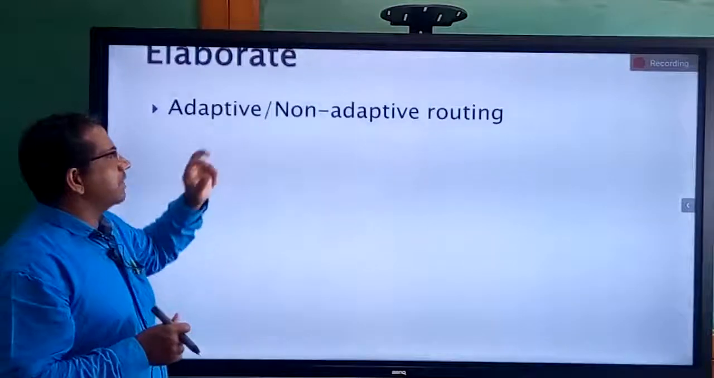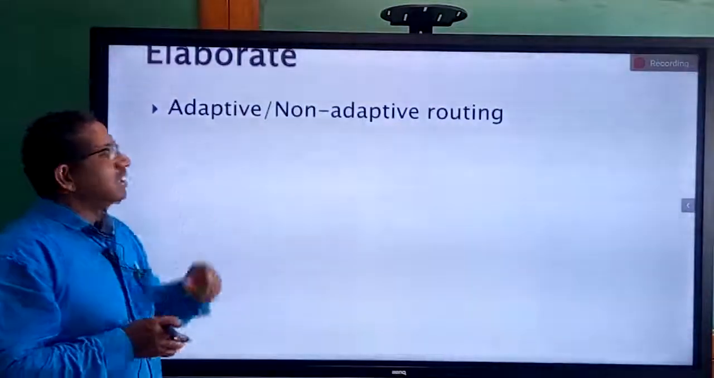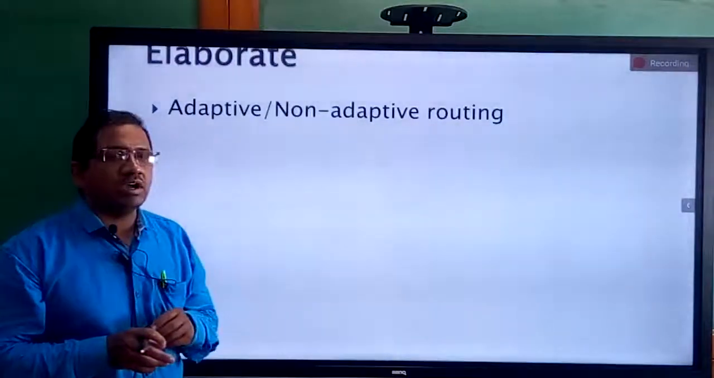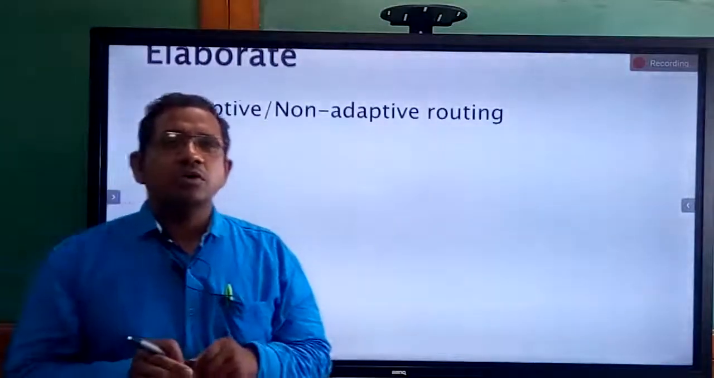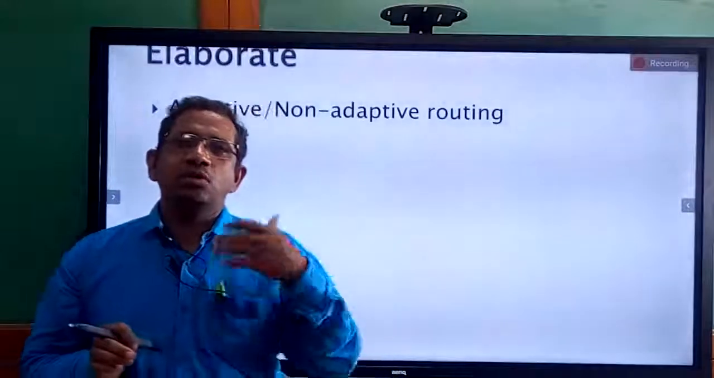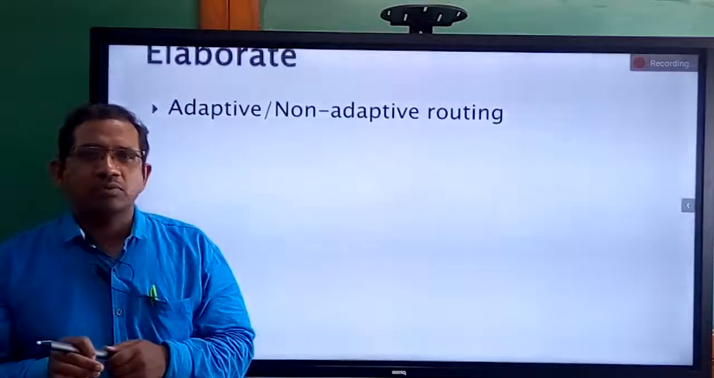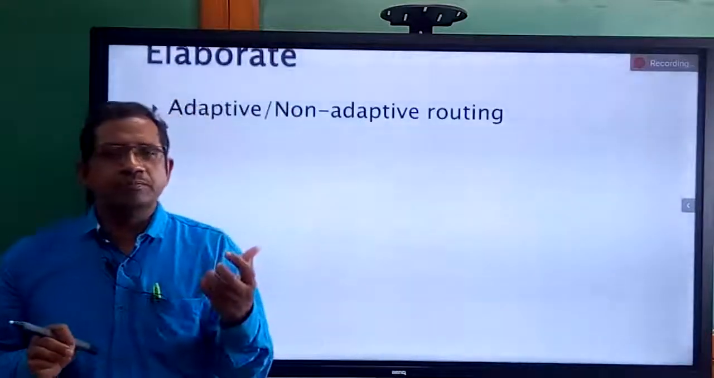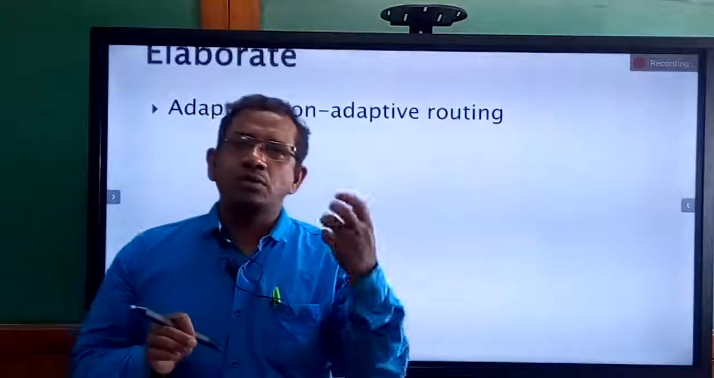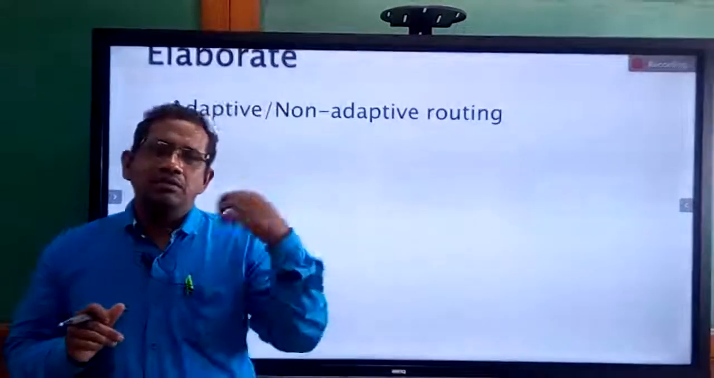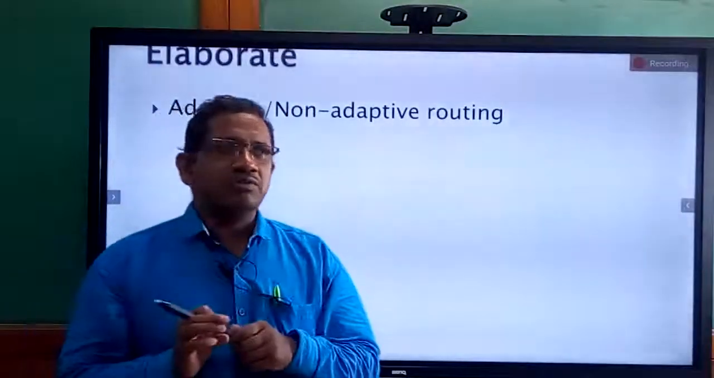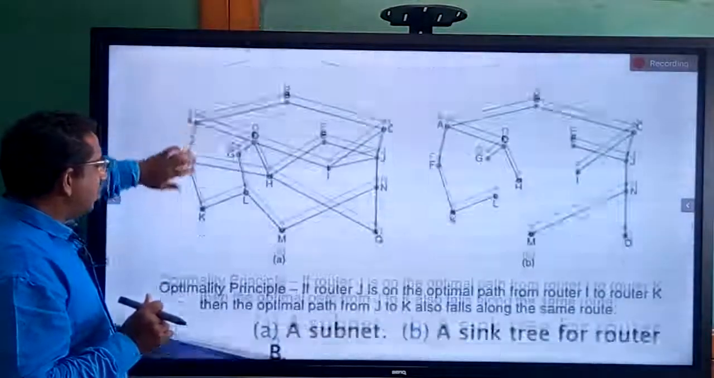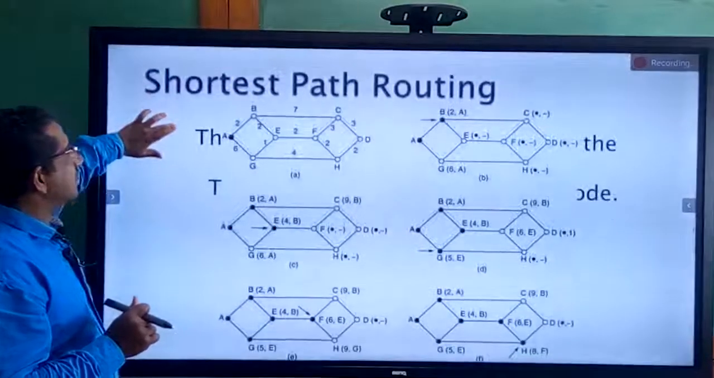Especially in internet based applications, we go with the adaptive type of the routing algorithms, right? So non-adaptive type of routing algorithms are normally used if at all you want to test the network, then you normally go with the non-adaptive type of the routing known as the static routing method. That means if you want to know the information or state of a router in a network, then you normally go with the non-adaptive type of the routing algorithms. Now the shortest path routing is known as the non-adaptive type of the routing algorithms.